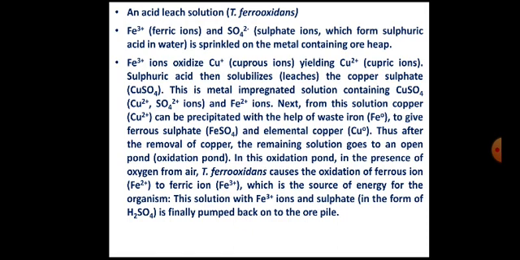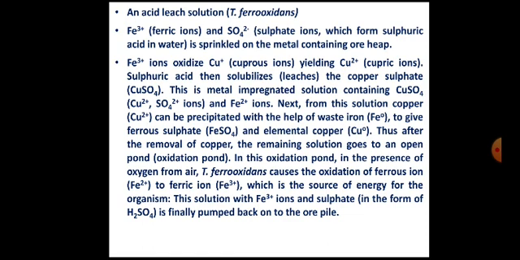Now we'll see an example of microbial leaching of copper metal. This leaching process requires the following things. First is an acid leach solution that contains the bacteria Thiobacillus ferrooxidans. Second, Fe3+ means ferric ions and sulfate ions, SO4 2-, which form sulfuric acid in water. This solution is sprinkled on the metal-containing ore heap. Fe3+ ions oxidize cuprous ions, resulting in the formation of Cu2+, that is, cupric ions. This is an oxidation process. Then the sulfuric acid solubilizes the copper as copper sulfate, CuSO4.